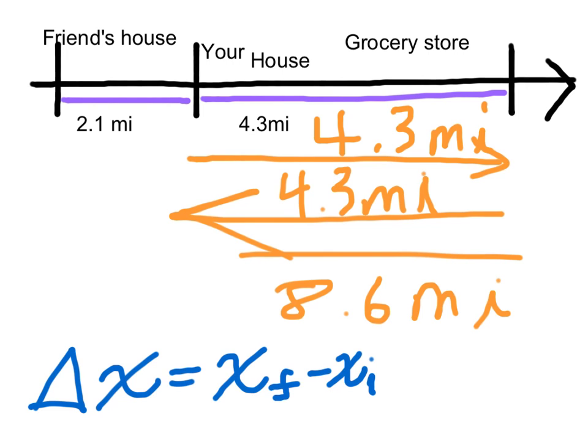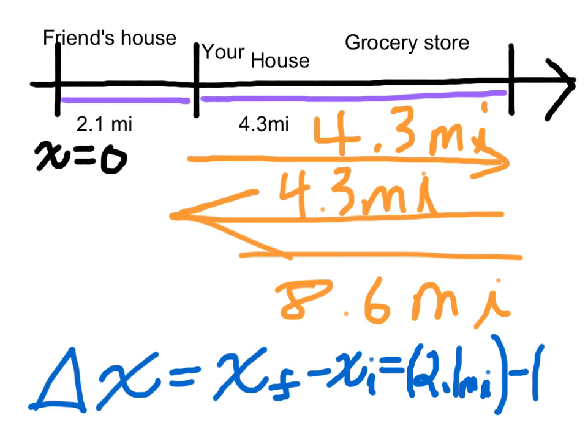Well, if my friend's house is at the origin, as they have in the textbook, notice that it says your friend's house is x equals 0, then I can assign numbers to every other building. My house is now at x equals 2.1 miles. So I can go down here and put in that final x position is 2.1 miles, minus initial, which is also 2.1 miles. Anything minus itself is 0. My displacement is 0. My distance is 8.6 miles.